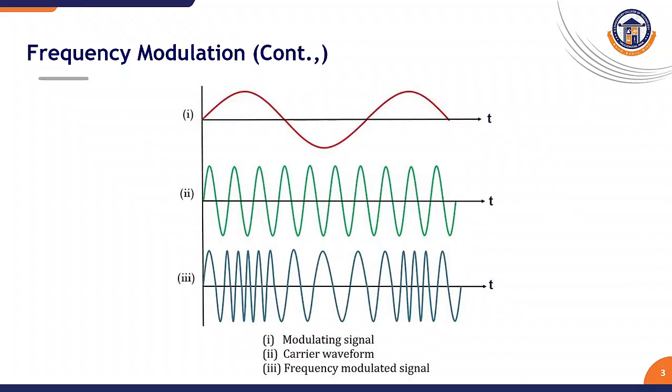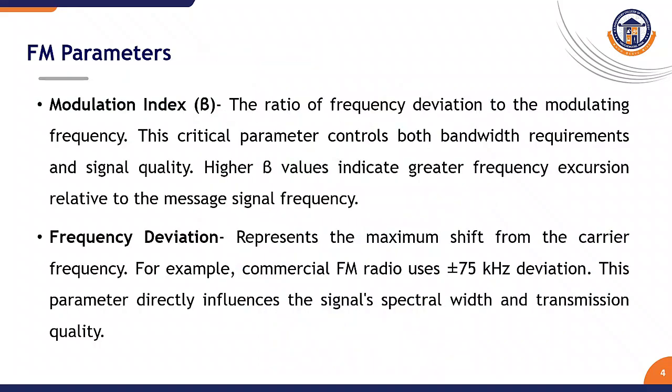So this is the frequency modulation. Here the first one is the modulating signal, which is the message signal, and the second one is the carrier waveform of high frequency signal, and then according to the amplitude of the signal, the frequency changes, which gives the frequency modulated signal here. And then in frequency modulation, the carrier frequency shifts above and below its original value, which depends on the variations in the message signal. And then we will see the FM parameters here.